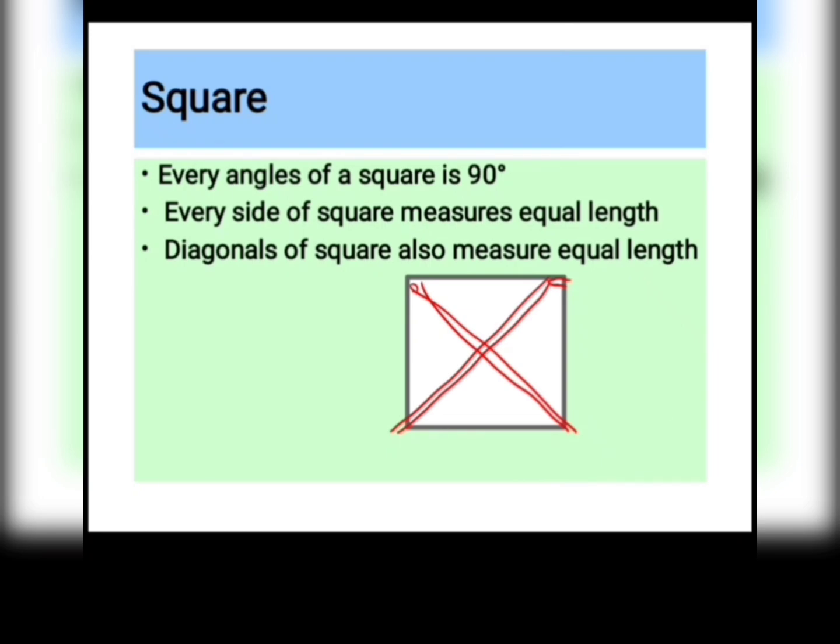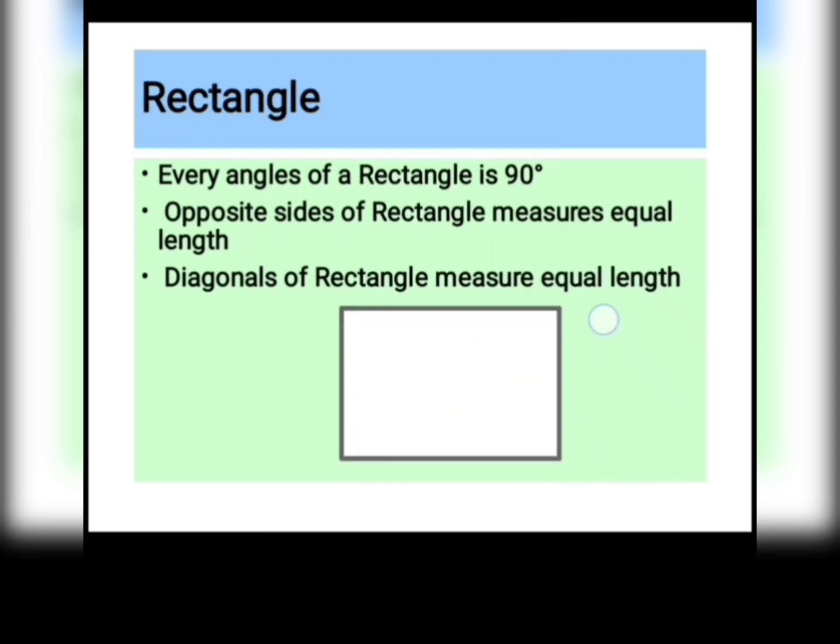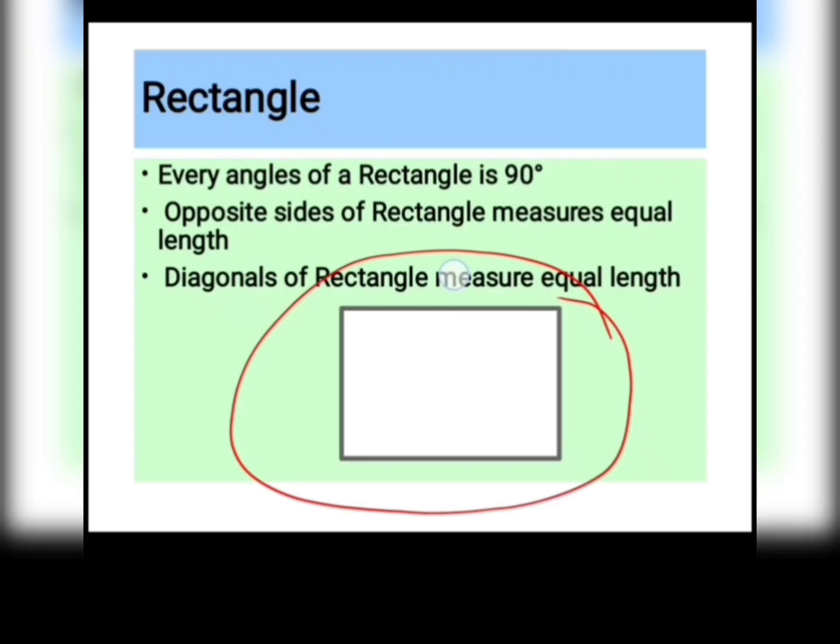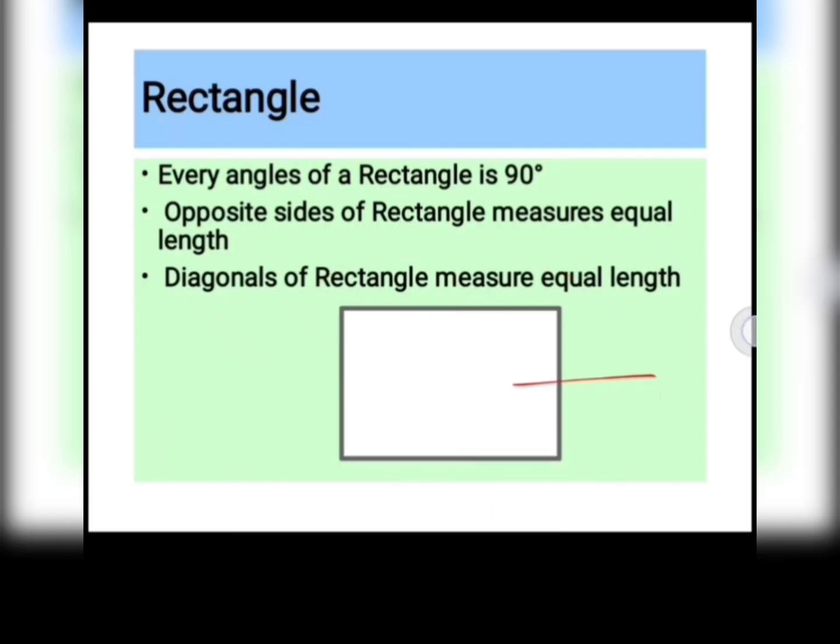Then what is a rectangle? A rectangle is the same as a square, but in a square all these lengths measure equal. But in a rectangle, the measurement of this length is equal to this length and the measurement of this length is equal to this length. Opposite sides measure equal length. Diagonals also measure equal length, and all angles of the rectangle are 90 degrees.